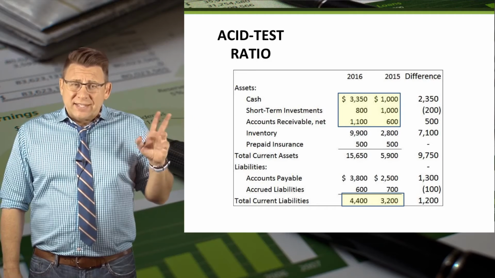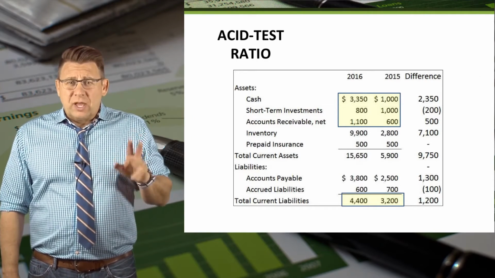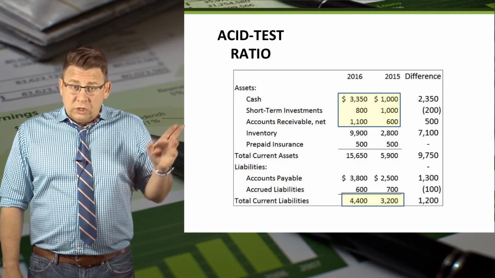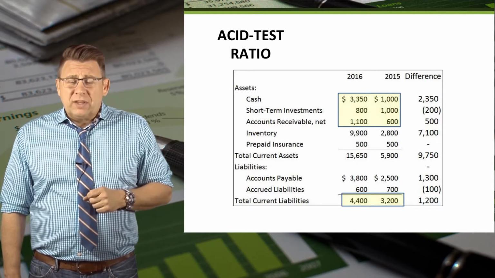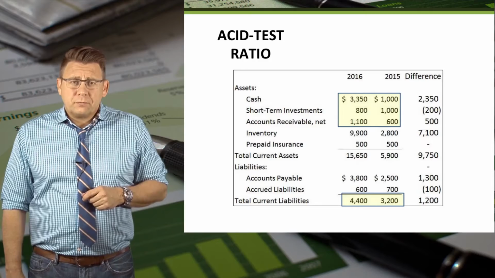Here is the current asset and liability section of a sample company's balance sheet. We'll use the highlighted current assets and liabilities to determine the acid test ratio.